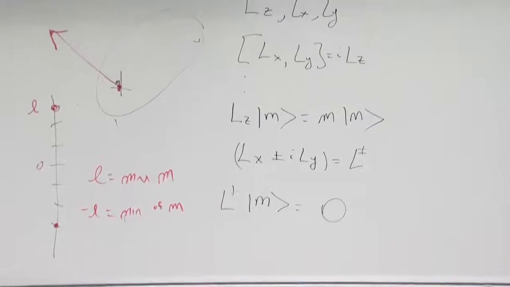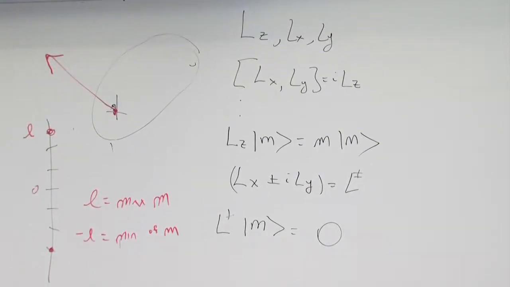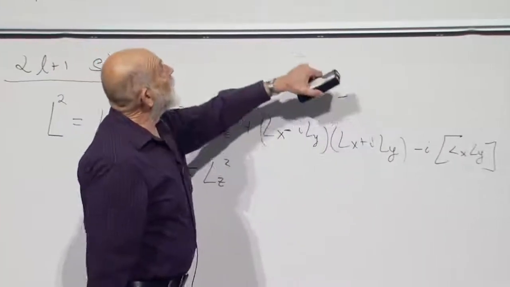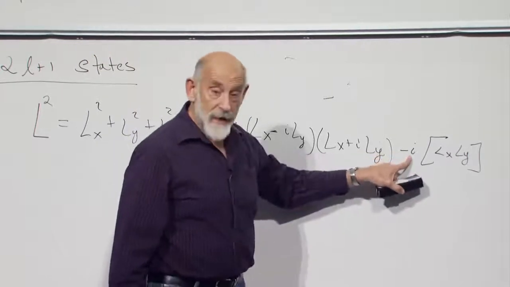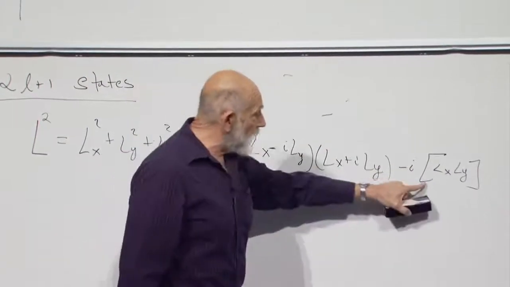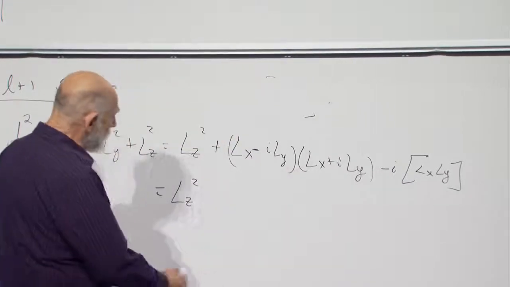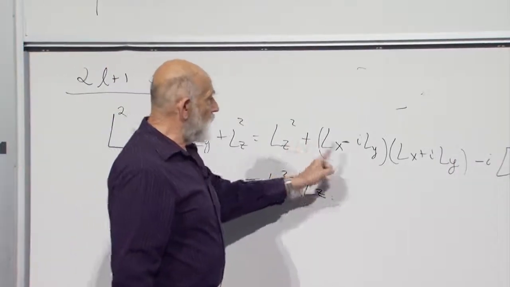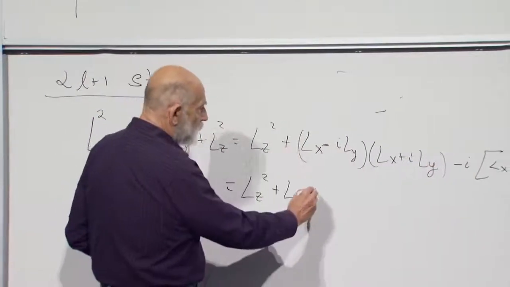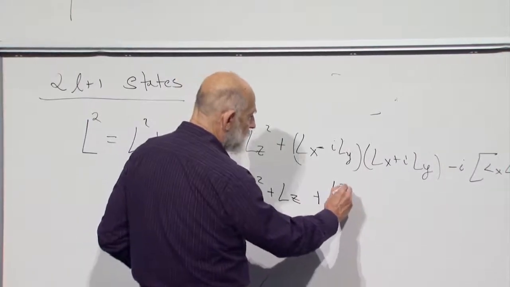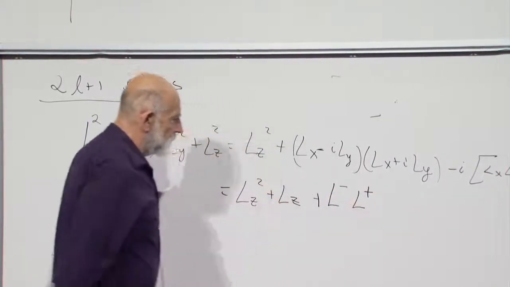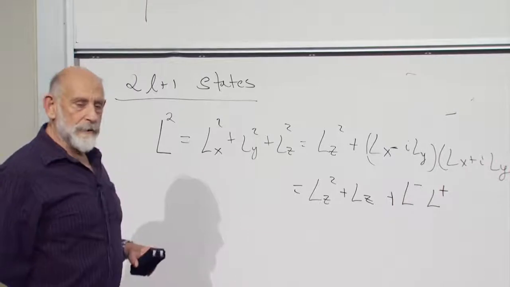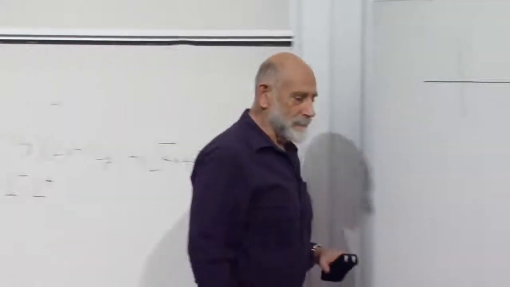Lx with Ly is iLz. So this is equal to Lz squared. Now, we're going to get an i from the Lz. There's an i here, and then there's another i from the commutator. i times minus i is plus 1. So this will give me plus Lz. Lz squared plus Lz, and then we have plus L minus times L plus. Okay, you with me? That's L squared, the square of the angular momentum.